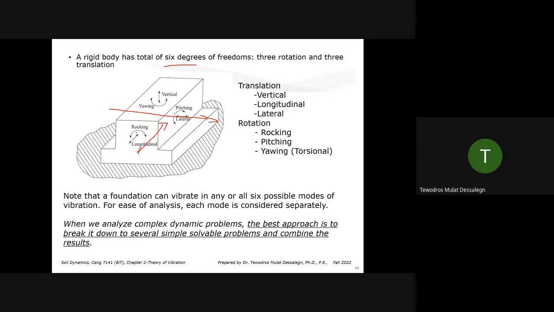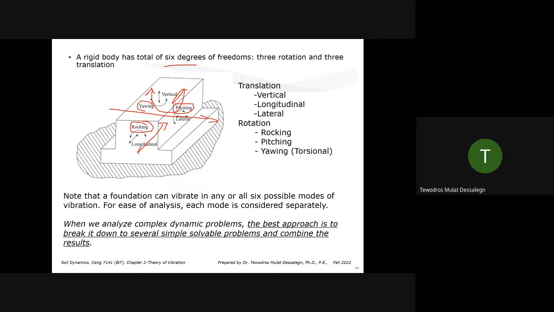We call it rocking when it is rotating about the longer axis, or pitching when rotating about the shorter axis, or yawing or torsion, which is rotation about the vertical axis, this way. So in general, to define the motion of an object, especially a rigid body, you need 6 degrees of freedom: 3 translations and 3 rotations.